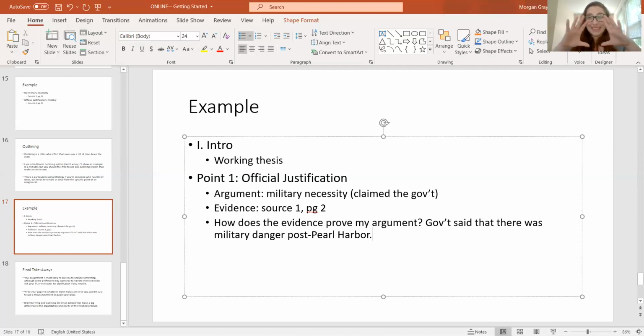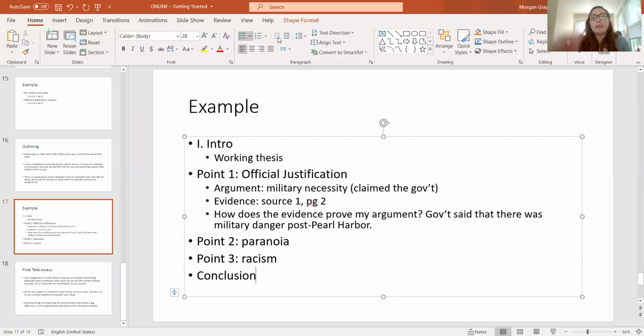This is not a complete readout of everything I'm going to say, but it does get me started and helps me organize myself. And the next thing I want to talk about is point 2, paranoia, and I continue that same thing, point 3, racism, and then my conclusion, right? This helps me organize everything, and I would use all of these things: argument, evidence, support, right? Just go through it like that.